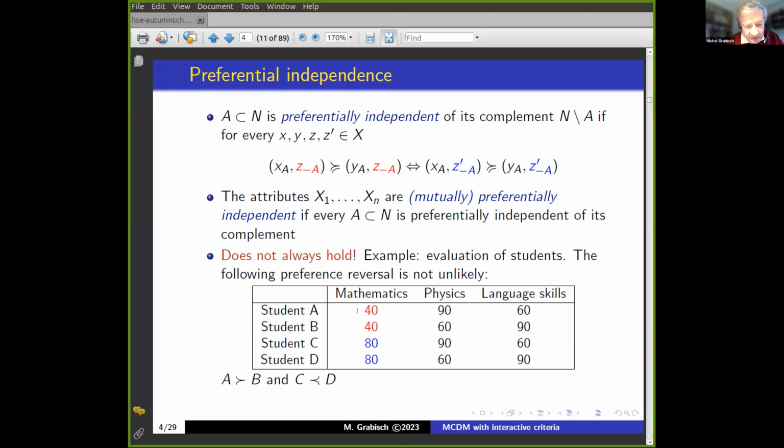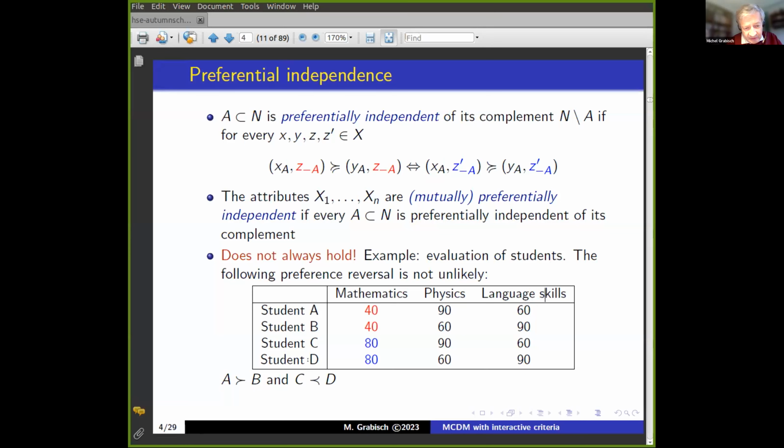So you see that grades in mathematics is relatively low. Grades in physics is large for student A, and average for language skills. Okay, and it is exactly the opposite for student B. So suppose that in this diploma you favor more scientific topics, then you will say that student A is better ranked than student B. So you have this preference.